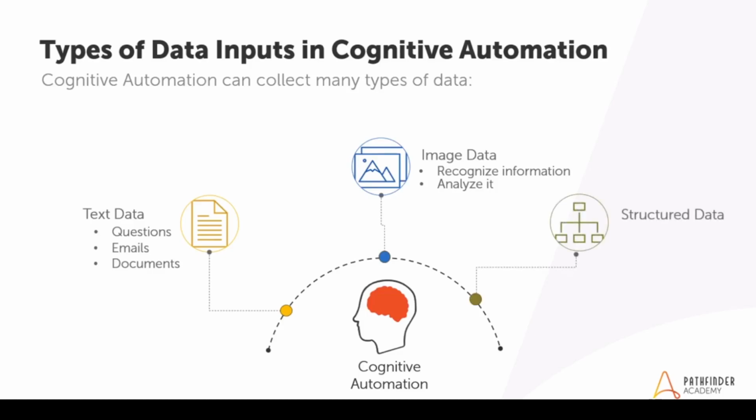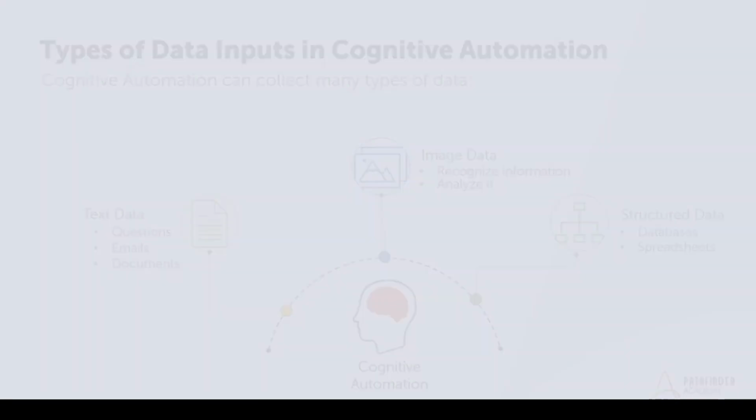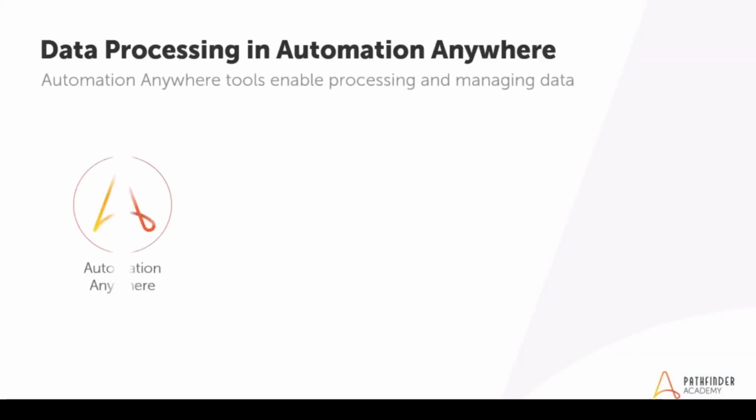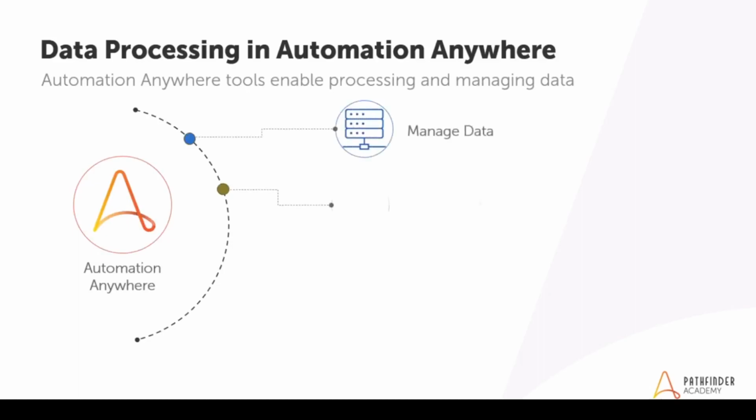So when we take a look now at data inputs within cognitive automation, text data is the number one. Cognitive automation processes text data, such as customer inquiries, emails, and documents, to make decisions or generate content based on the input.